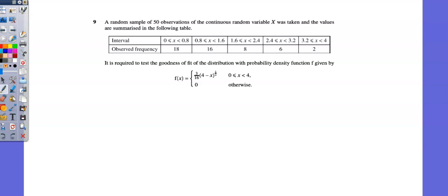This is 9231 Further Probability and Statistics, Topic 3, Chi-Squared Tests. Question from June 19, 2021, number 9.